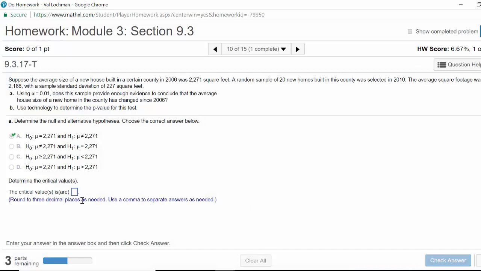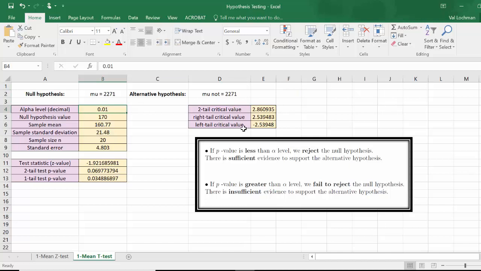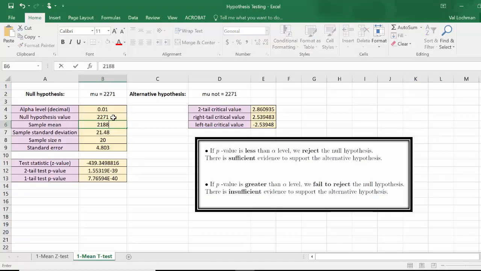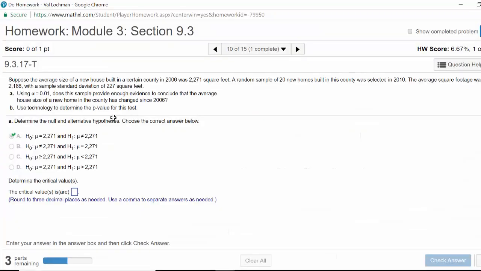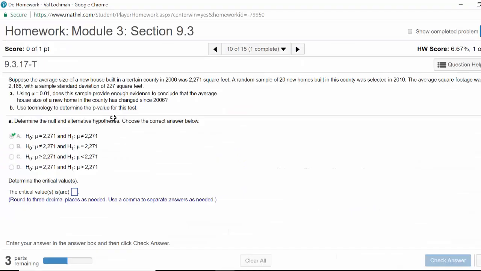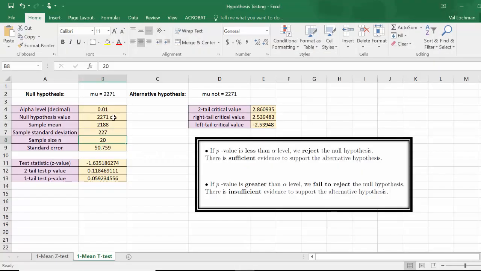The next question is to determine the critical value, which means we need to compute our t-statistic. The alpha level is chosen, the null hypothesis is 2271. Sample mean is 2188. That looks different from 2271. The question is, is it different enough? Sample standard deviation is 227. And what is the sample size? 20. All right, so we have all numbers computed for us.